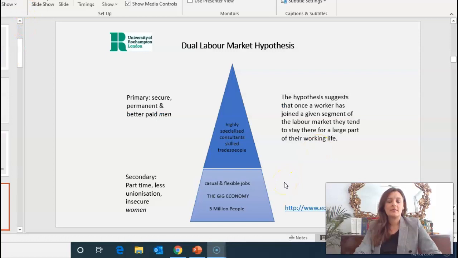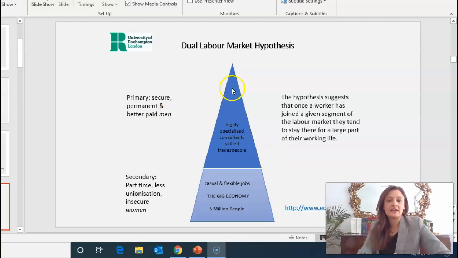Now, workers and those who are in the gig economy, those self-employed people, so your Uber drivers, Deliveroo, maybe Amazon parcel delivery people, plumbers in certain circumstances, they work in the gig economy, and there are about 5 million people in that economy. So casual, flexible jobs, they are generally part-time, they're not unionized, they're quite insecure jobs in the sense that they don't have any real job security, and they also generally tend to have more women working in those areas. So maybe things like care for elderly people, and in creches, childcare, etc.